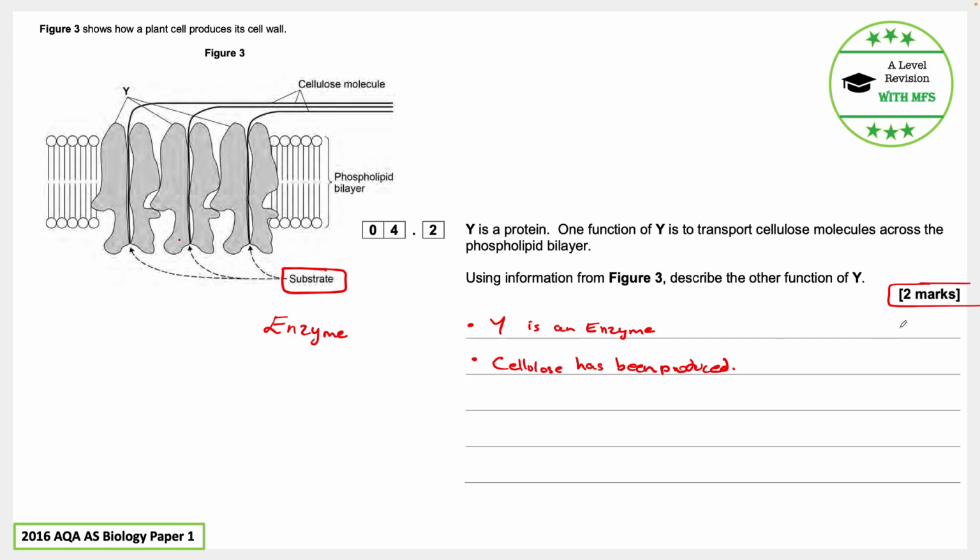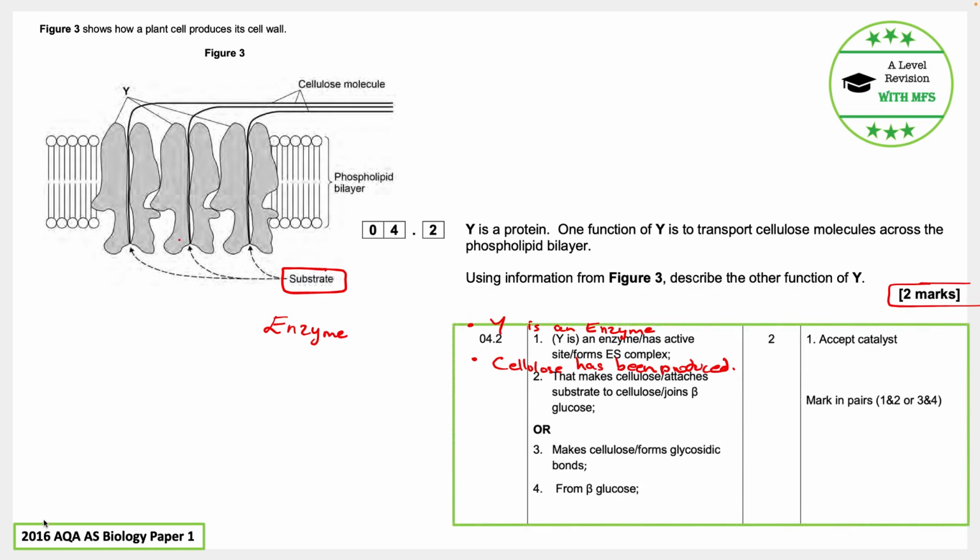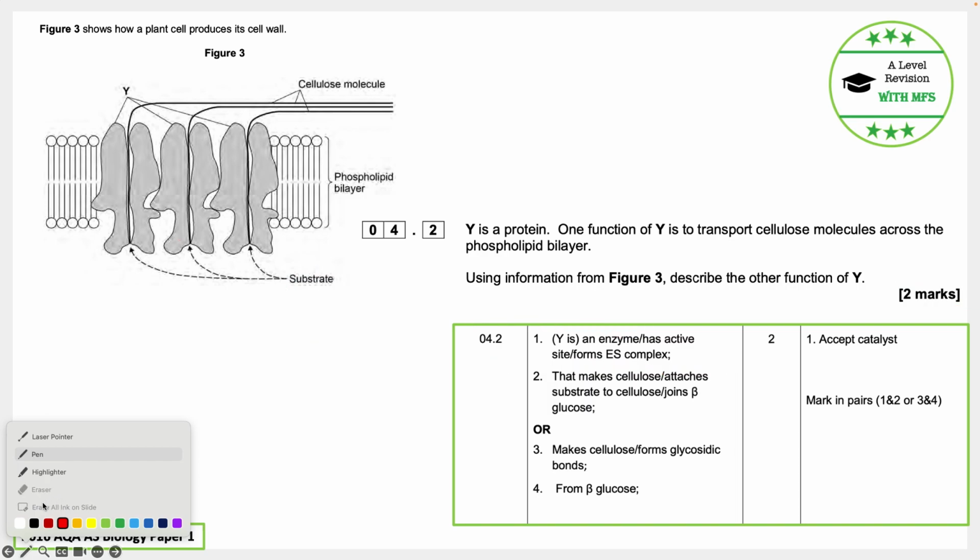If I show you the mark scheme to the question, as you can see, we get a mark for saying that Y is an enzyme. It has an active site and forms an enzyme substrate complex. And we also get a mark for saying that cellulose is being produced. It does say mark in pairs, so you can either have this for 2 marks or this for 2 marks. You can't have 1 point from here and 1 point from here. You have to have them in pairs, just as it says in the mark scheme.